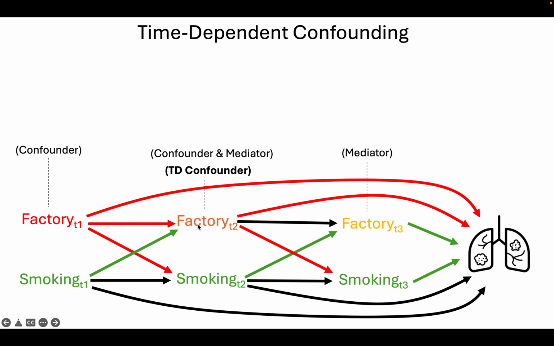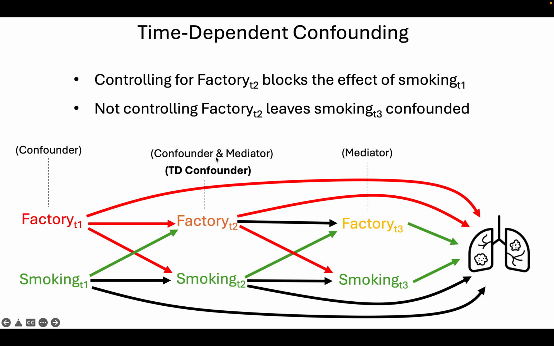Factory at time 2 is complicated because it is a confounder of smoking at time 3. It goes right to it and has an independent effect. But it is a mediator of smoking at time 1. Smoking at time 1 has this causal effect that goes through factory 2.